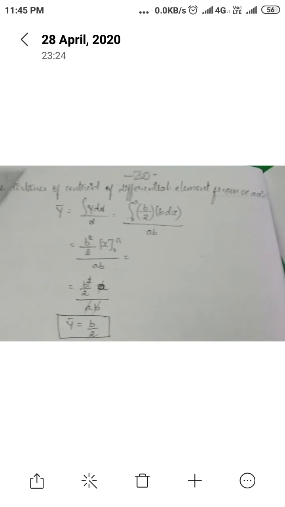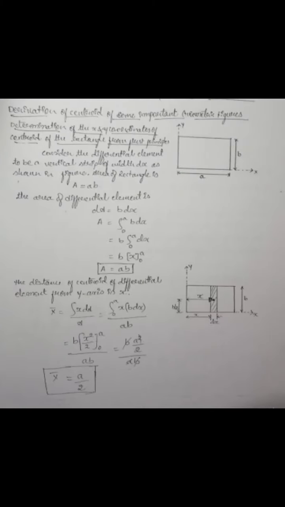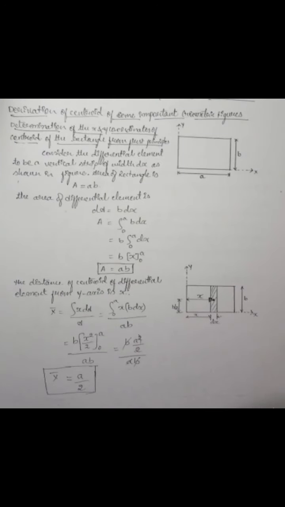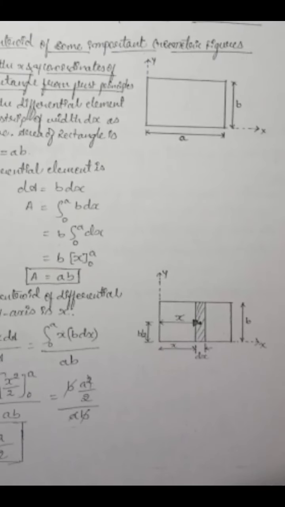So you can compare this with the previous one. x bar is a by 2, so the x distance is the length divided by 2, and for y bar it is b divided by 2. Here a is the length and b is the breadth. So a divided by 2 is along the x-axis and b divided by 2 is along the y-axis. Anything that passes through the x-axis and y-axis exactly at the center is the length divided by 2 and the breadth divided by 2, which will be x bar and y bar.